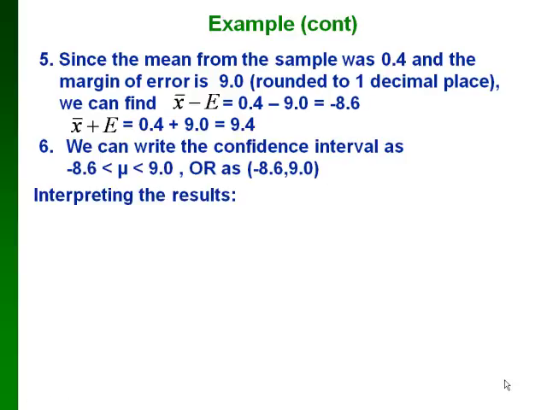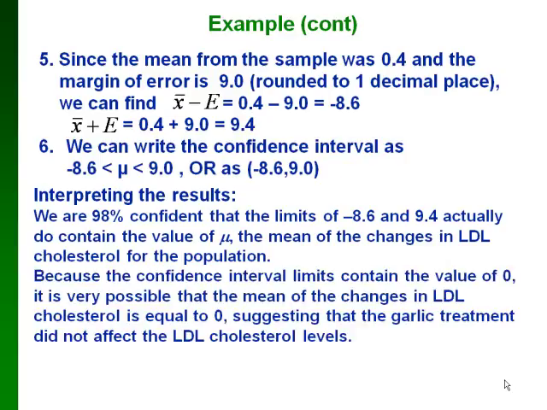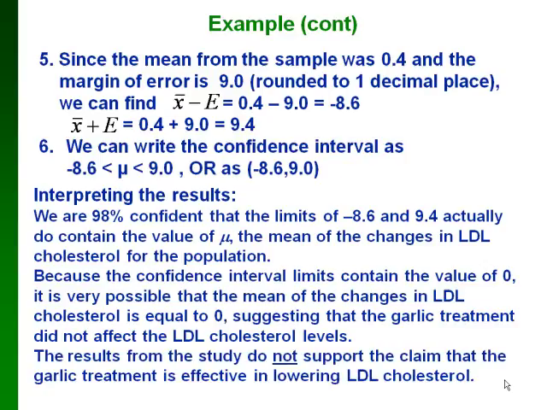Now, to interpret the confidence interval, we are 98% confident that the limits of negative 8.6 and 9.4 actually do contain the true value of mu, the mean of the changes in LDL cholesterol for the population with the garlic treatment. Because 0 is in that confidence interval, it's possible that the mean of the changes in the cholesterol is 0, which would suggest that the garlic treatment doesn't change the LDL cholesterol levels. So the results from the study don't support the claim that the garlic treatment is effective in lowering cholesterol.